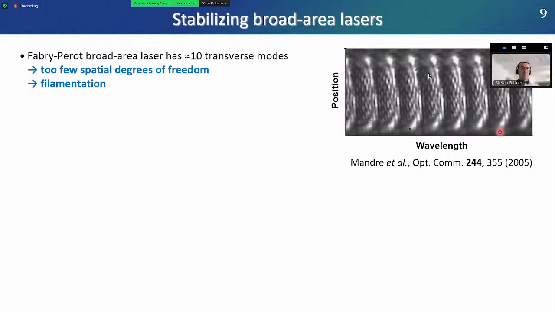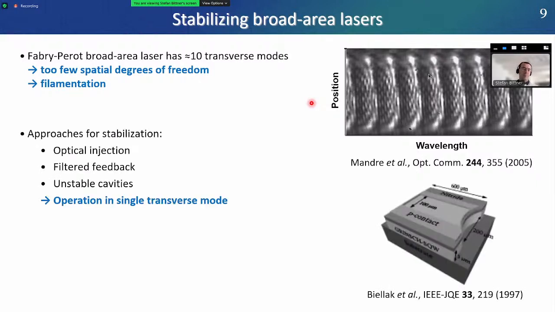An important part of the problem of why this filamentation appears is that Fabry-Perot broad area lasers lase in a number of different transverse modes. For a 100 micron wide device, you typically have 10 different transverse modes, as shown in this spatial-spectral measurement here. There are two issues with that. First, these are too few spatial degrees of freedom for a truly massive parallelization. And moreover, it is the interaction of these different transverse modes via the active medium that leads to this filamentation dynamics. So how can we get rid of it?